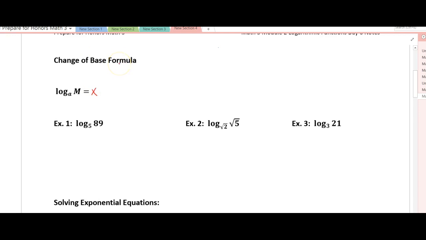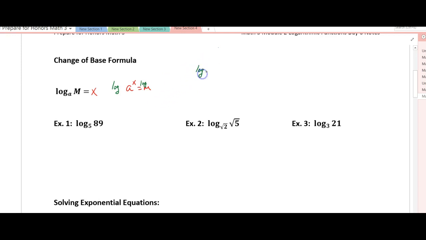Now the change of base formula is, say you don't have a calculator and you're trying to figure out these logs. And the calculator feature only does log base 10 or natural log. What can I do then if it's not possible to do log base 5 of 89 on the calculator? Well, we know a to the x is equal to m. Now, one thing I can do is take the log of each side. I'm not going to take the log base a. I'm just going to take log base 10 of both sides because our calculator can do log base 10.